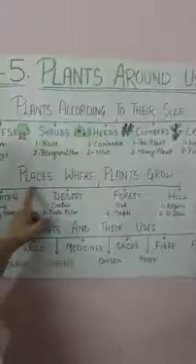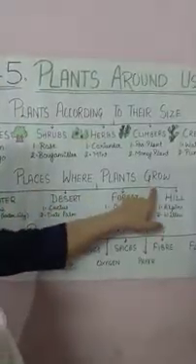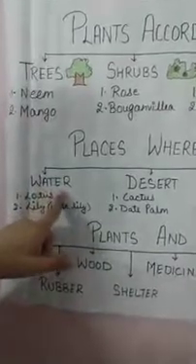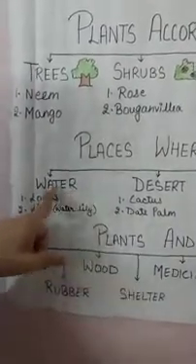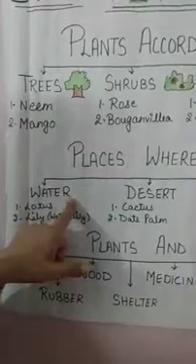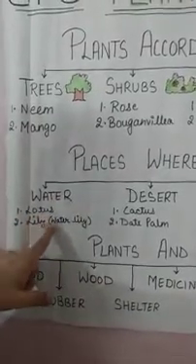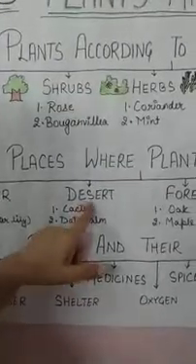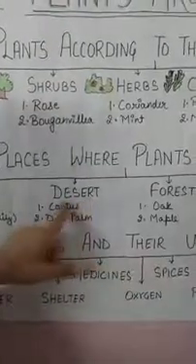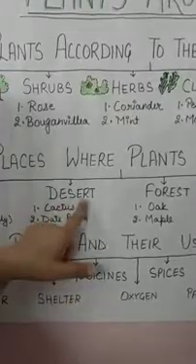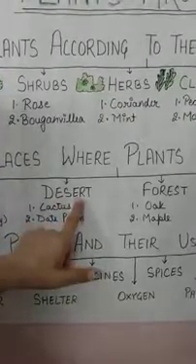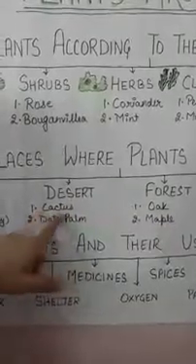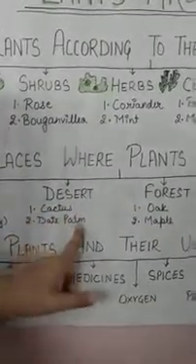Now let us talk about the places where plants grow. Water. There are some plants which grow only in water. They are known as aquatic plants. Some examples are lotus, water lily. Desert. Deserts are the places where there is high temperature throughout the year and they get very less rainfall. There are some plants which grow only in desert area. For example, cactus, date palm.